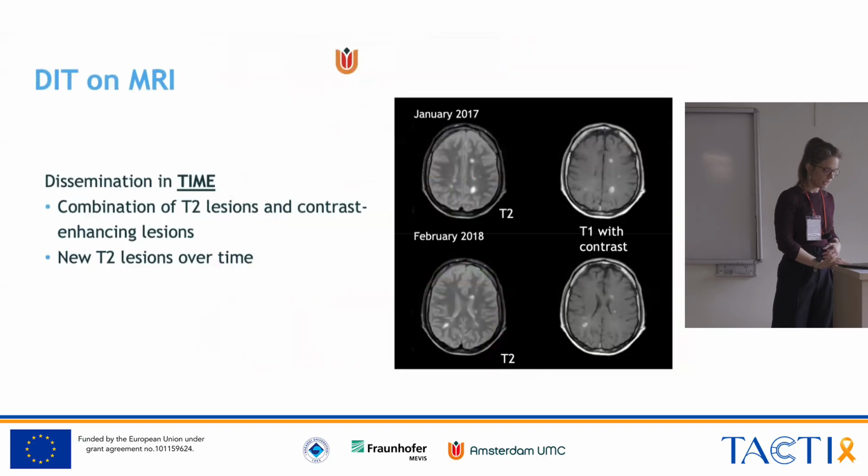So then the dissemination in time on MRI, that can be done in 2 ways. You can have either contrast enhancing lesions or new lesions over time if you have multiple scans.